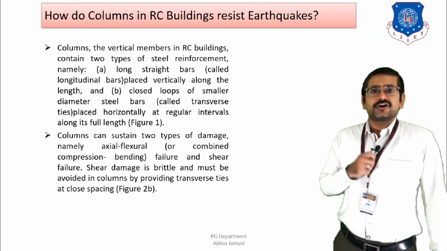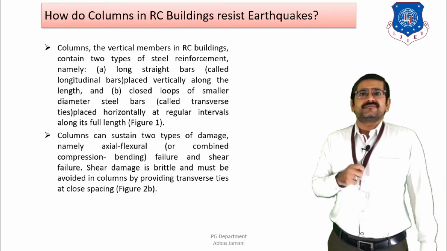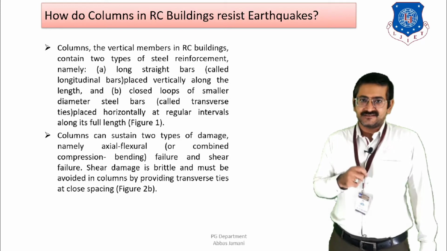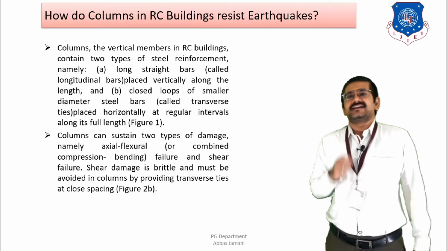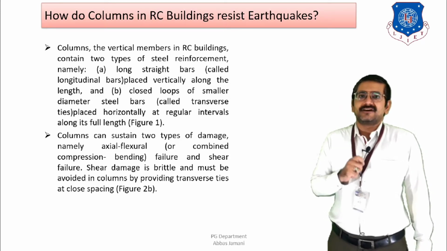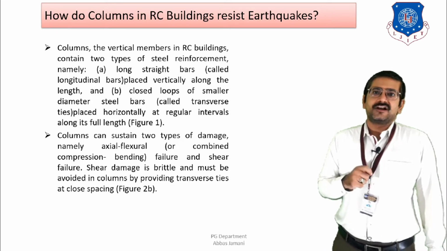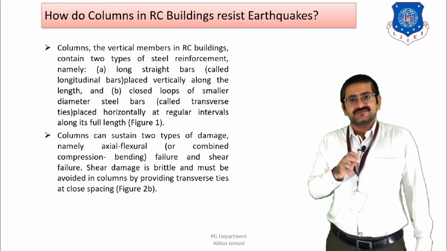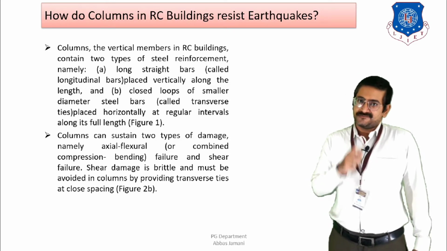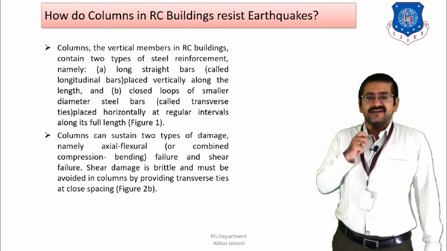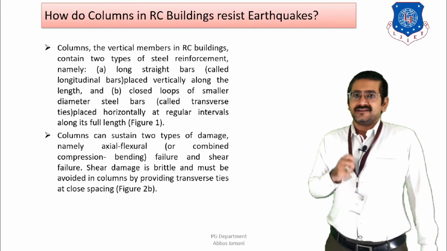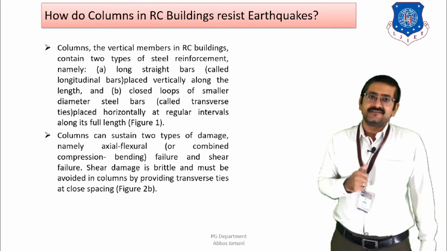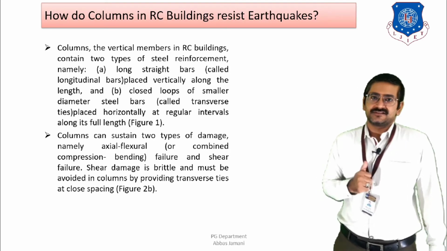When I talk about columns, the design of a column is governed by two types of cases. First is the axial case, that is axial compression, and second is flexural bending. Whenever we design the column, it is always designed for combined action of axial compression plus flexural bending, right? When this type of behavior happens, it is an accepted type of behavior that we are expecting in case of columns.